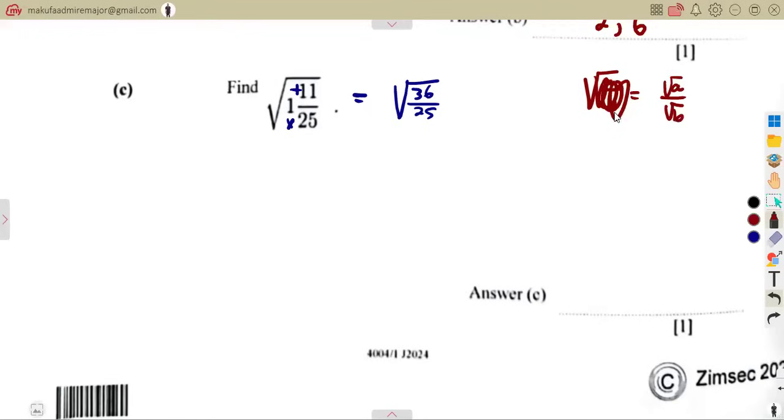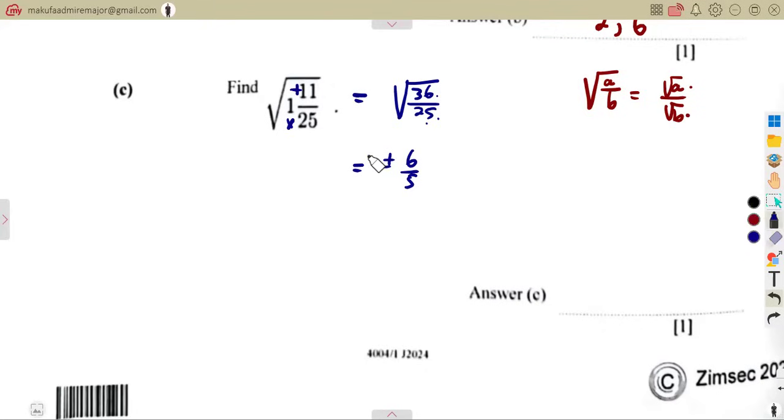When given the square root of a fraction, it can be the square root of a single term separated, meaning we can evaluate the square root of 36 and the square root of 25 separately. So the square root of 36 is going to be 6. That of 25 is 5. Remember, 5 times 5 is 25, 6 times 6 is 36. So that is what you're having.